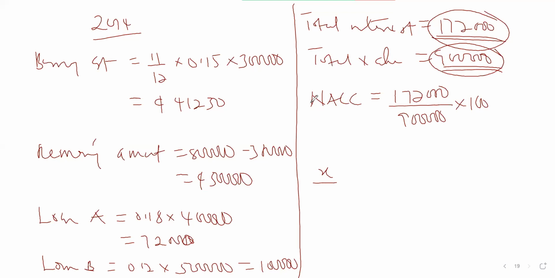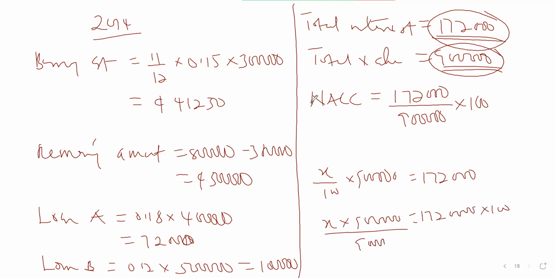It will be X over 100 times the 900,000. That will give you 172,000. So you are going to have X times 900,000 equal to 172,000 times 100. So we divide both sides by 900,000. And X can also be expressed as 172,000 over 900,000 times 100. That's how we got this particular formula.